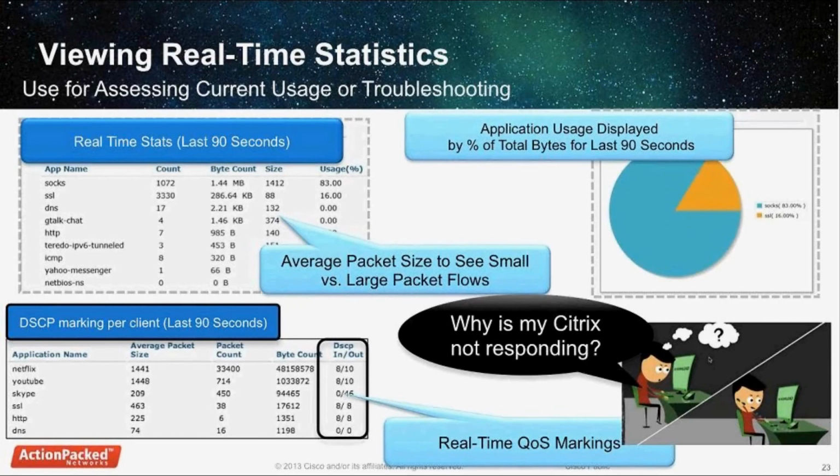Let's say you get a call from one of your customers or one of your workers who's using Citrix, and he's not able to access Citrix. What you can do is figure out the different applications that customer is using, and then you can mark the priority. So let's say he wants to use Citrix, but he's using Netflix as well. What you can do is drop Netflix and mark Citrix with the highest priority so that the applications go out in the right order.